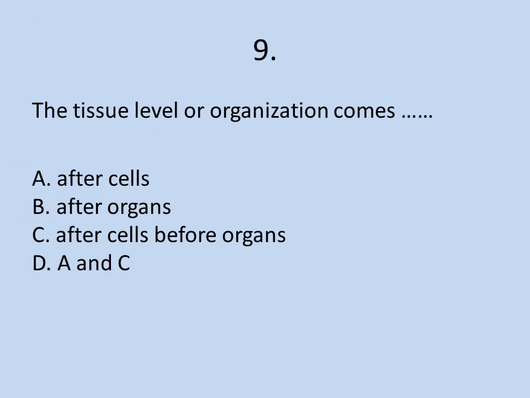Question 9. The tissue level of organization comes A. After cells, B. After organs, C. After cells before organs, D. Both A and C.